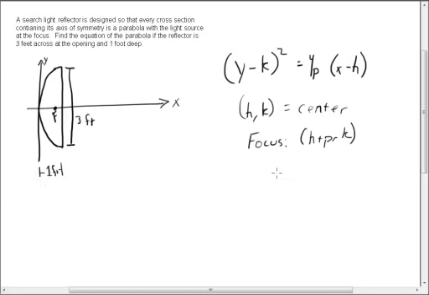The directrix is x is equal to h minus p, which is the line here, that the distance from the focus to the parabola is equal to the distance from the directrix at all times. However, the directrix doesn't come into account in this problem.